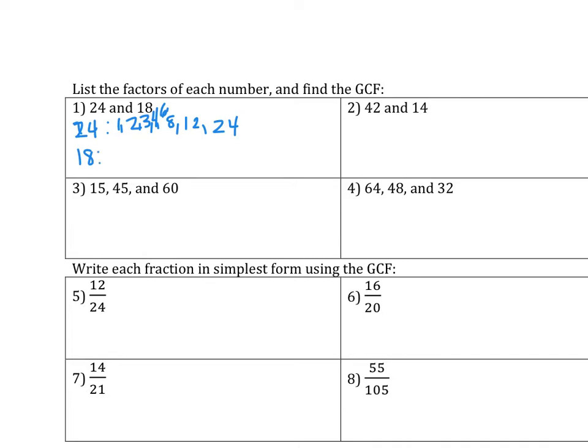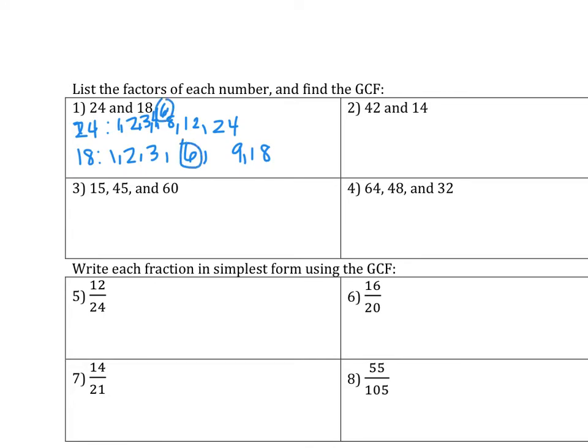And then 18, we have 1 times 18, we have 2 times 9, and we have 3 times 6. So those are all factors. So now let's find the greatest factor that they have in common. So we'll start from the back. 18, 24, no. 12, this one doesn't have a 12. This one has a 6, and this one has a 6. So that is the biggest number that those two have in common.